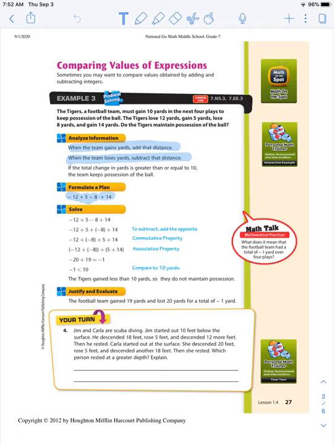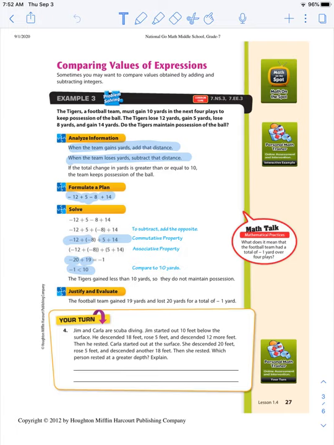So now we're going to solve negative 12 plus 5 minus 8 plus 14. And we can move them around so that the negatives and positives are together. You could just add this left to right if you wanted. As you see, the textbook moves them around. So they flipped the negative 8 and 5. So now I have negative 12 plus negative 8 plus 5 plus 14. So negative 12 plus negative 8 is negative 20, and 5 plus 14 is 19. So now I have negative 20 plus 19, which is negative 1. Unfortunately, negative 1 is less than 10, which means they gained less than 10 yards, so they do not maintain possession of the ball.